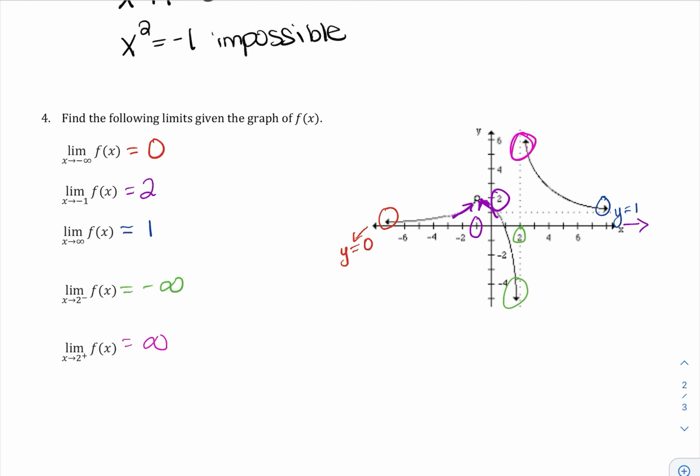It doesn't ask this, but if it asks you for the limit as x approaches 2, it would be does not exist, because one shoots down and one shoots up. And then just a quick reminder, when you're writing asymptotes, which you'll see in the next video too, always make sure you're writing equations of lines. I will repeat that in the next video.